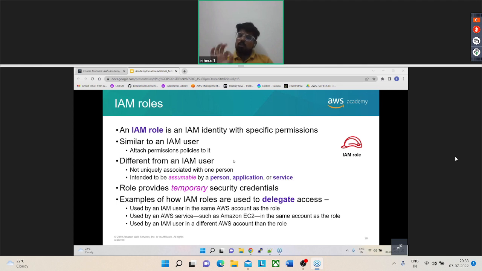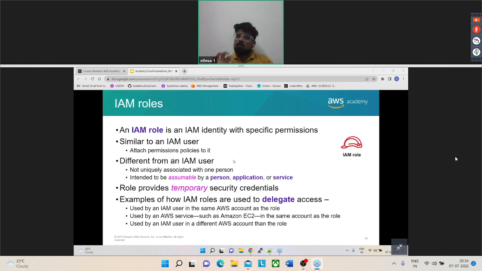Second, used by an AWS service such as EC2 in the same account. I can attach these roles not only to users but also to AWS resources. Just now I gave the example of EC2 and S3 communication. I can attach this role to EC2 in the same account where the S3 bucket is. So both resources are in the same account, and now the EC2 machine has a role so that EC2 can communicate with S3 and store data to the S3 bucket. They can connect with each other. So it is applied to both users and resources.